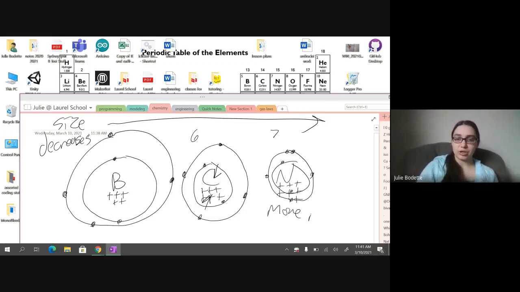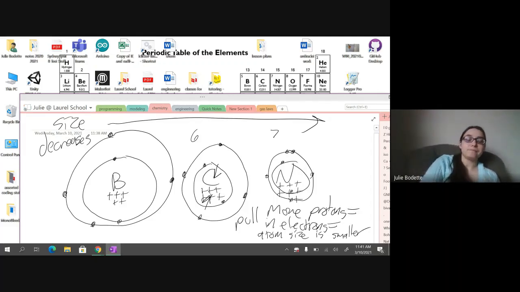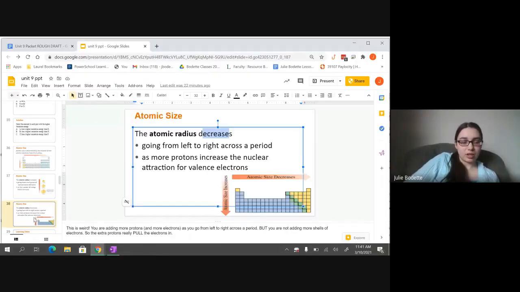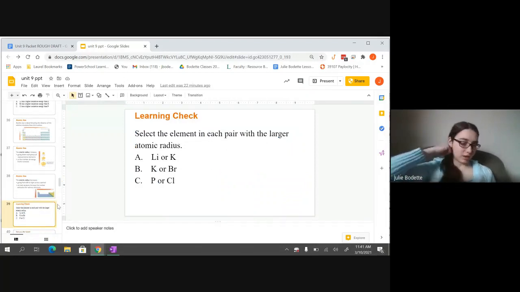So more protons equals pull in electrons equals atom size is smaller. Okay. And that is pretty much it.